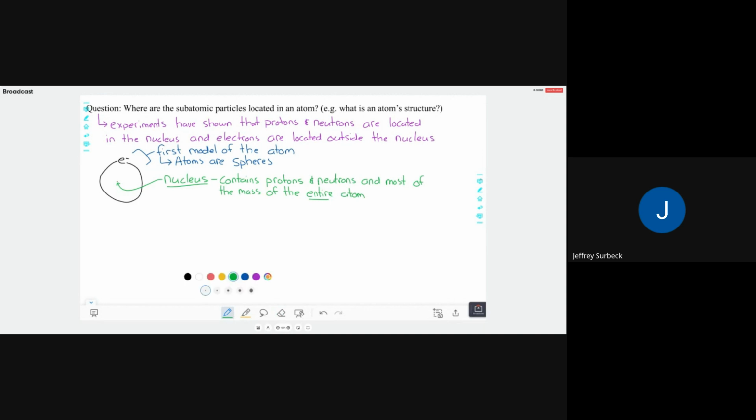Now, I want to emphasize the point about volume. Most of the mass is in that really tiny dot, while our volume is going to be composed mostly of our electrons. So most of the volume of the atom comes from the electrons.